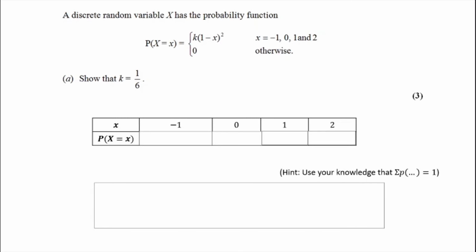With all show that questions, we cannot start with the answer and work backwards. We need to ignore that and just make sure that we end up with that same value from our own working out. We need to just go ahead with the techniques that we already know how to use. We know that we can substitute each of these x values in, and it should give me an expression for a probability.